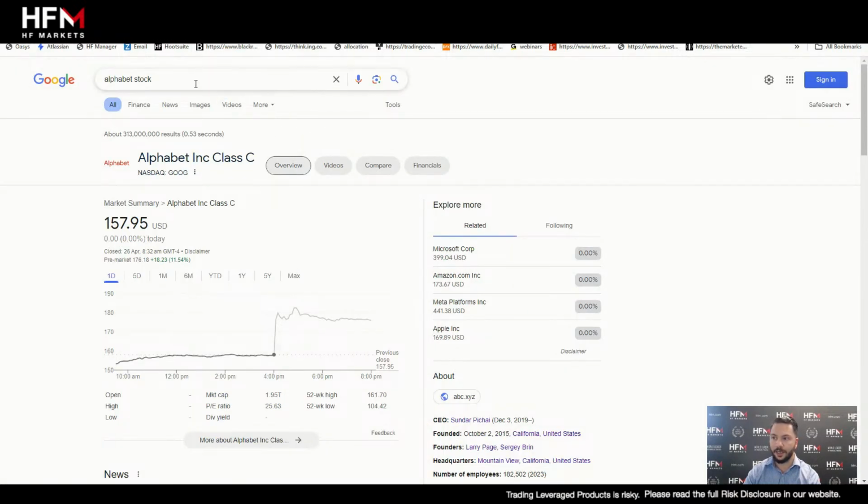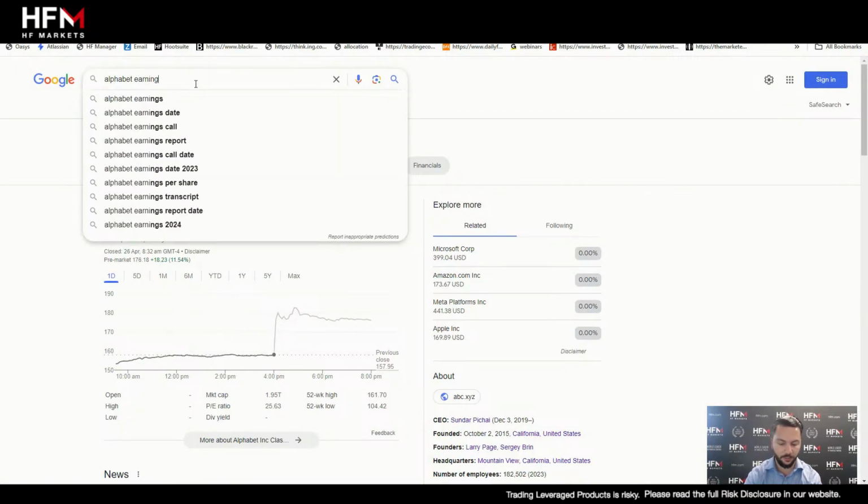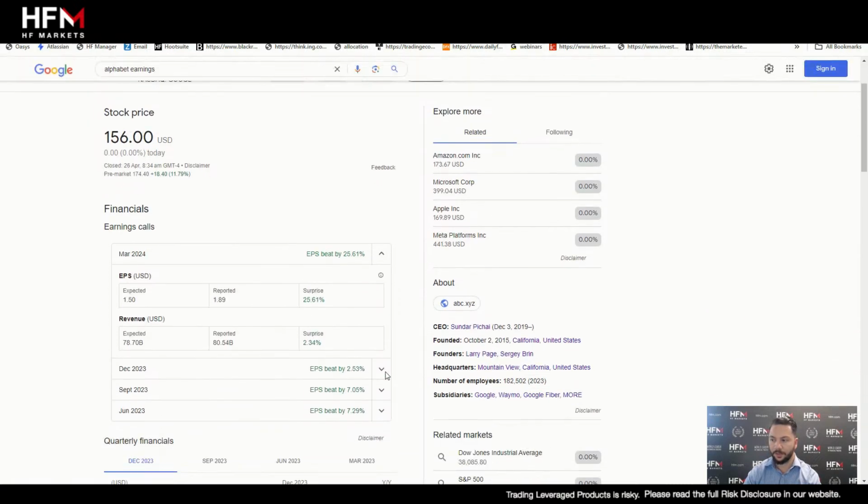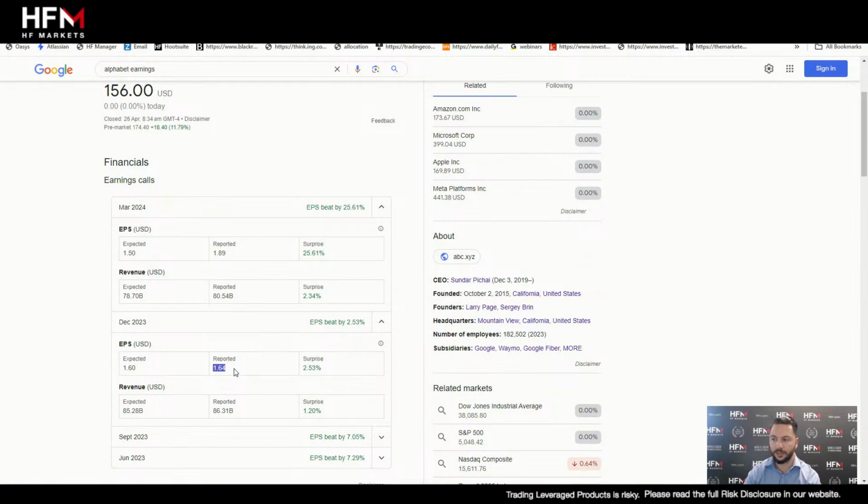Now, Alphabet released their earnings yesterday, ladies and gentlemen. If we look at Alphabet's earnings, if we compare it to the previous quarter it came in at 1.64 in terms of the earnings per share. If we look at, ladies and gentlemen, the revenue came out at $68 billion. Now, if we look at this quarter, the earnings have significantly increased. And not only have they significantly increased, they were 25% higher than previously expected.